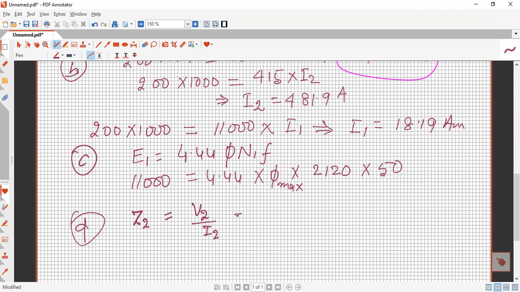V2 is calculated, V2 is how much? 415 volt, it is given. And I2 is how much? The secondary current, calculated here, is 481.9. So if you divide these two, you will get the secondary impedance as 0.861.